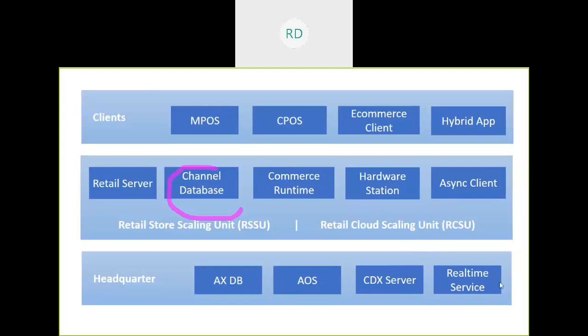There will be a third, last component, that is the real-time service. On the POS or any of the clients, if you want something directly from headquarter, we'll explain how POS will work, but in case you want to have something directly from the headquarter, you can use the real-time service. Real-time service is nothing but again a web API or web service which you are directly accessing from the scaling unit.